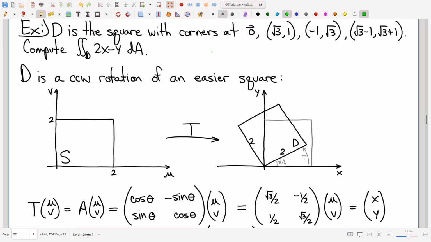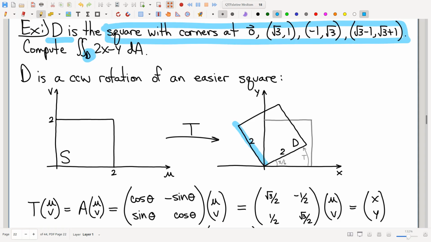There we go. Okay, so we are given as our domain for our integral that it's this square right here, and it has certain corners given, and y'all can think through the geometry of those 4 points. I claim it's pretty straightforward to establish that those corners form a square. Is that cool?